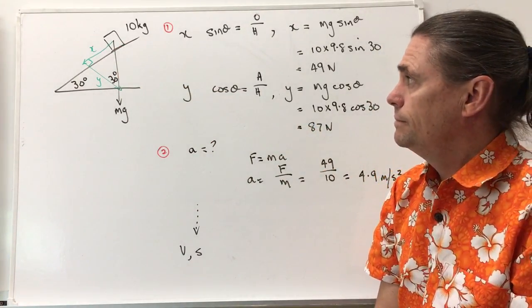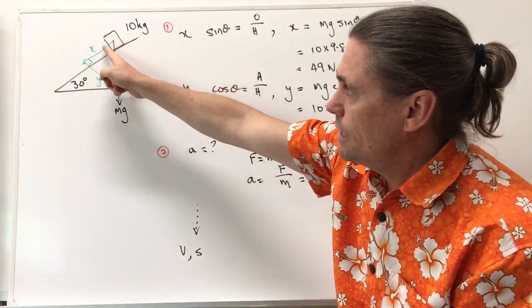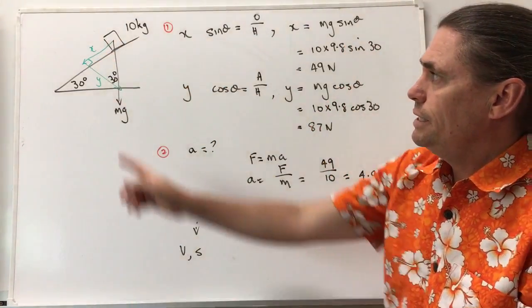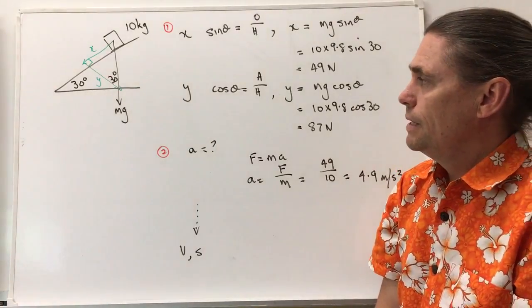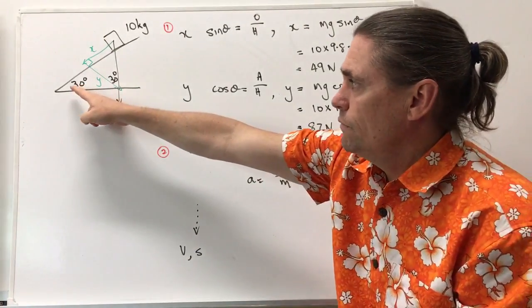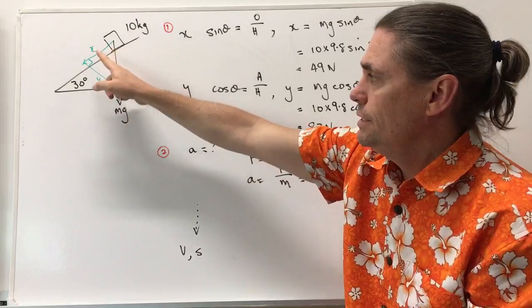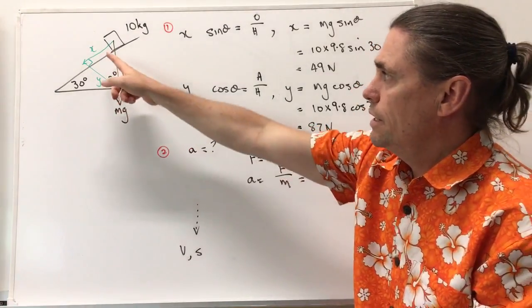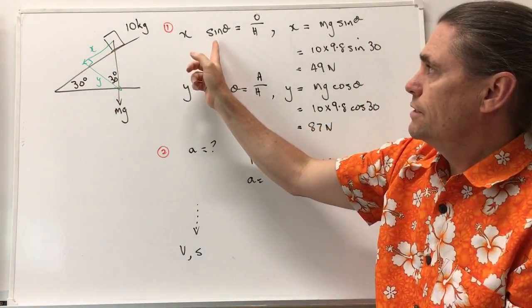So the first thing we might want to calculate is the net force on this object as it sits on this plane. Now we're looking at what's happening in the x direction, so we need to calculate for our x value. So once again, by similar triangles, we've got 30 degrees here, 30 degrees in this triangle. So x is going to equal mg sine theta.